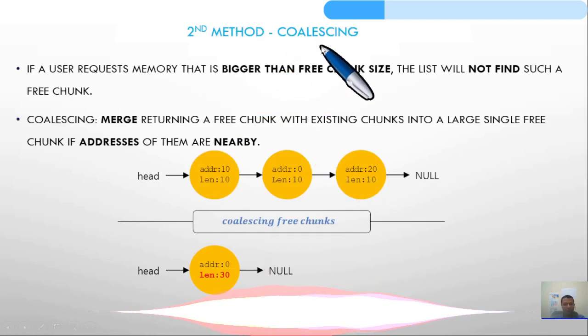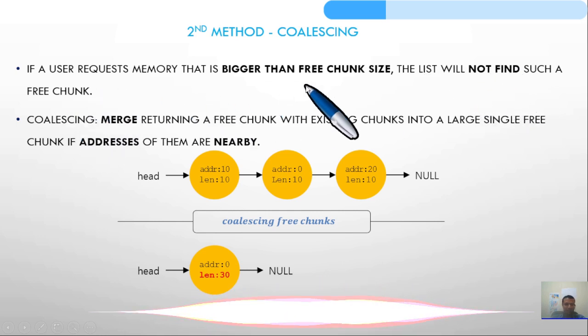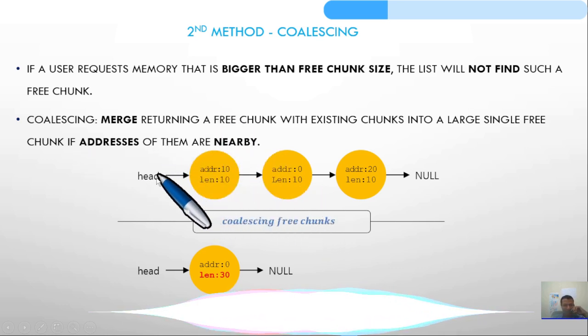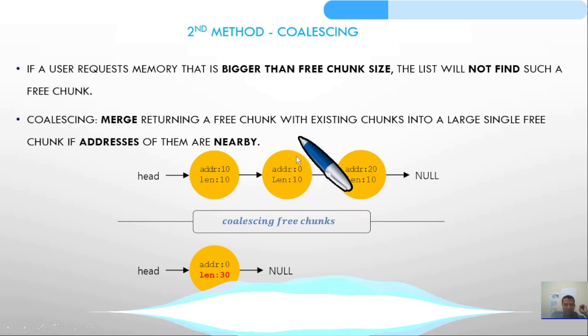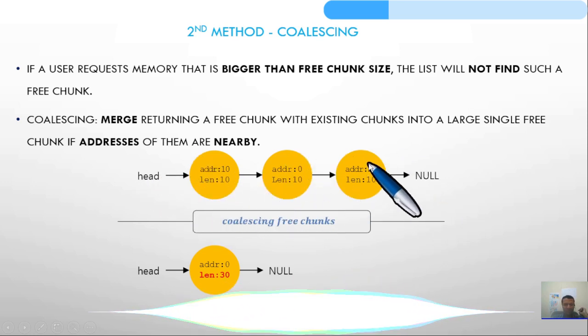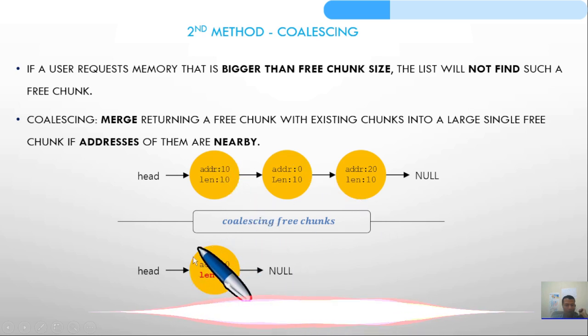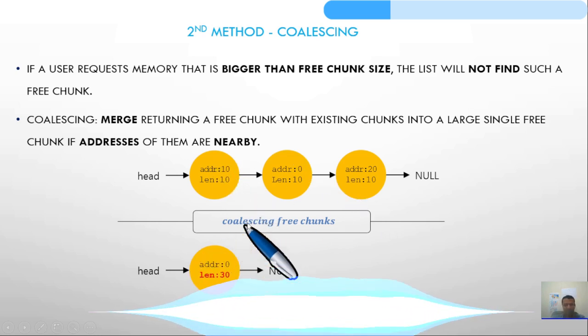The second is coalescing. If a user requests memory that is bigger than the free chunk size, the list will not find such a free chunk. Coalescing merges a returning free chunk with existing chunks into a larger single free chunk if their addresses are nearby. Let's assume that the middle one was freed. Now we have this heap address. What coalescing does is merge all of them into one heap memory. So this is the coalescing technique.